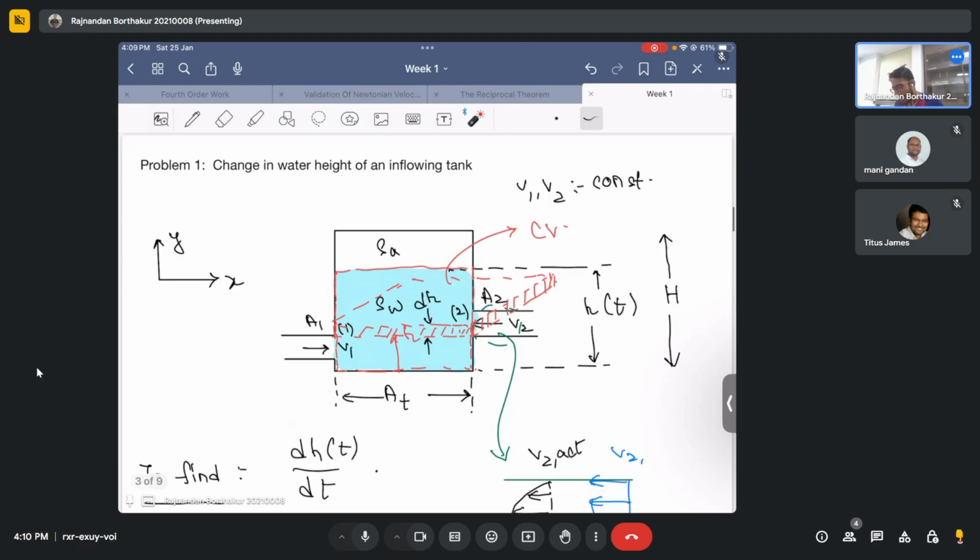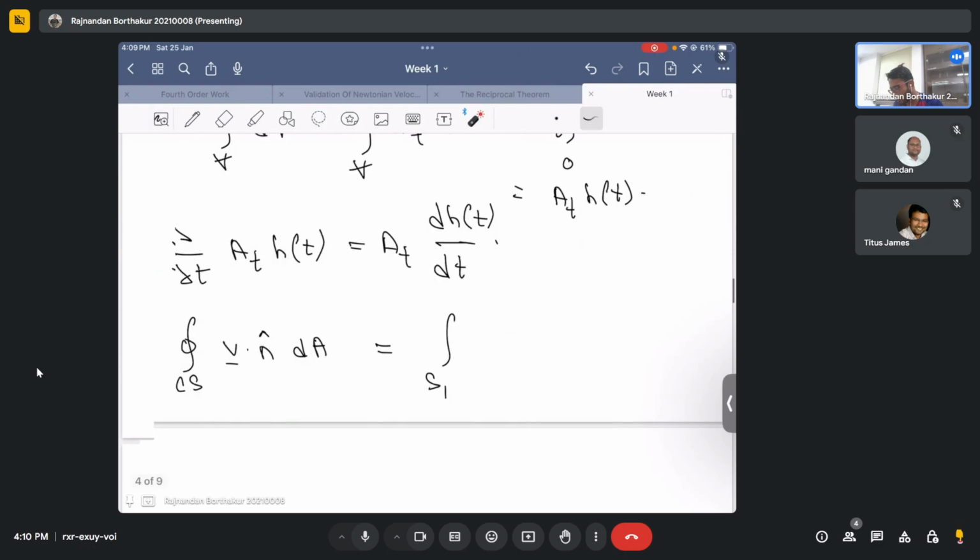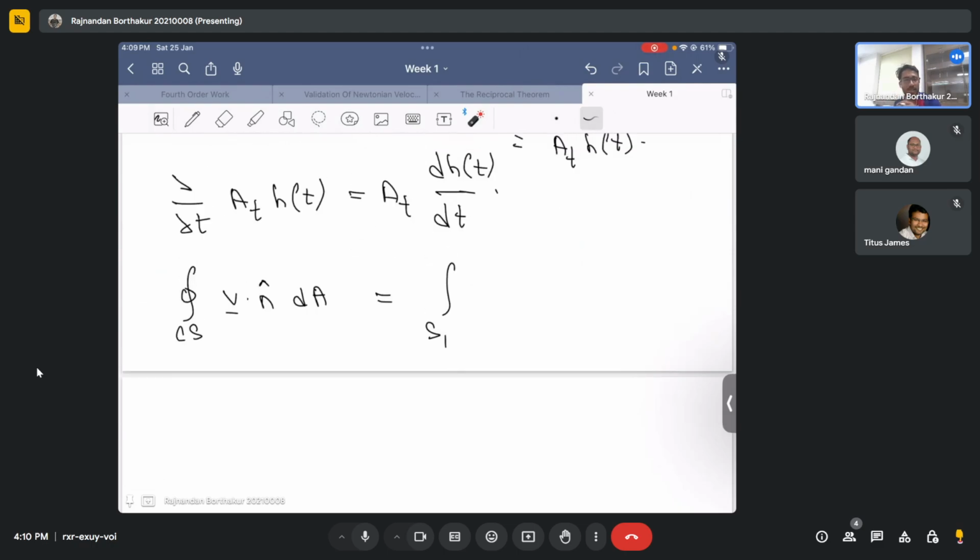Which means I can write this closed surface integral of v dot n hat dA over all the surface as the integral over surface 1 of v dot n hat dA plus the integral over surface 2 of v dot n hat dA. I am doing this for surface 1 and surface 2. I hope this is clear to you.